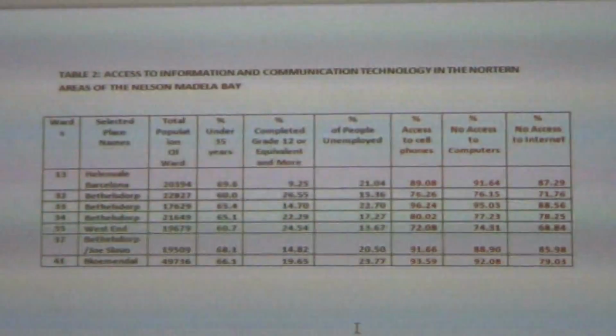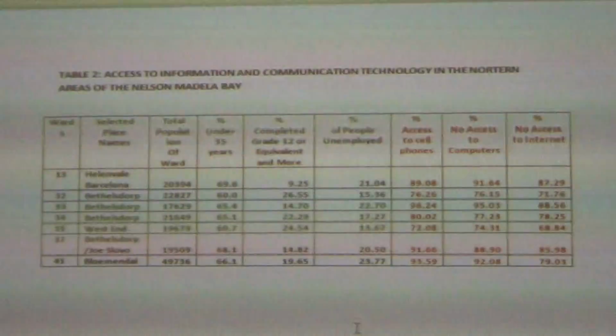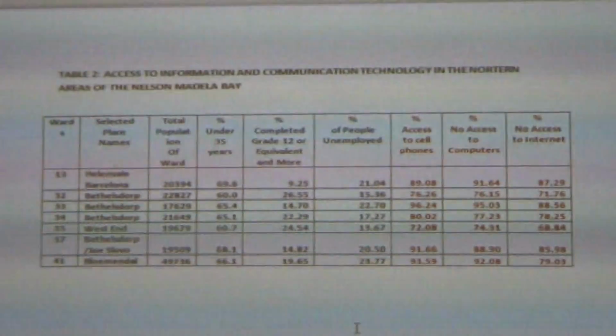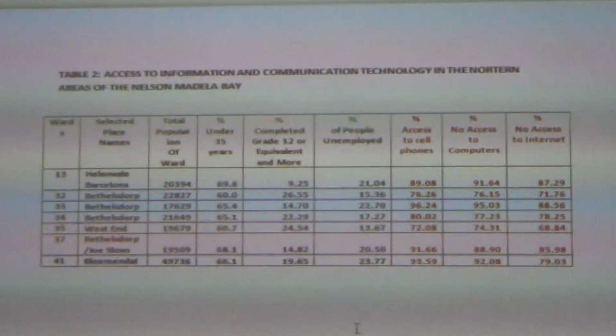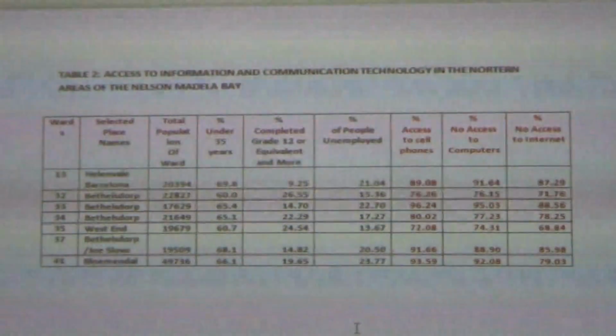And that question in the census asks at your work, at your home, internet cafe, and so on. That is the figure of people that don't have access to internet, that don't have access to computers. That is a serious part of exclusion, of marginalization.